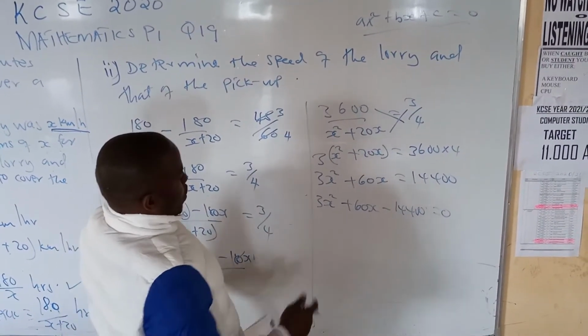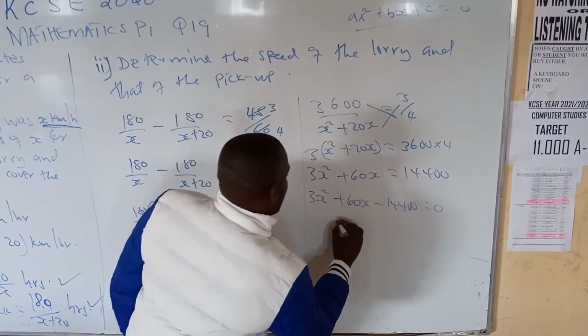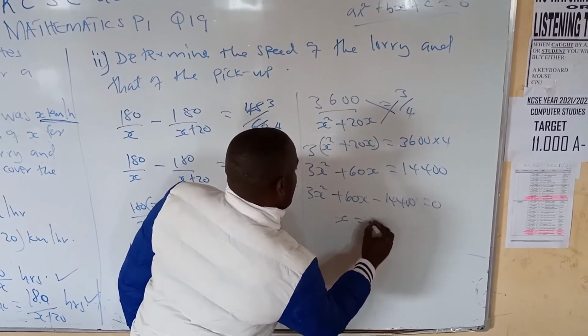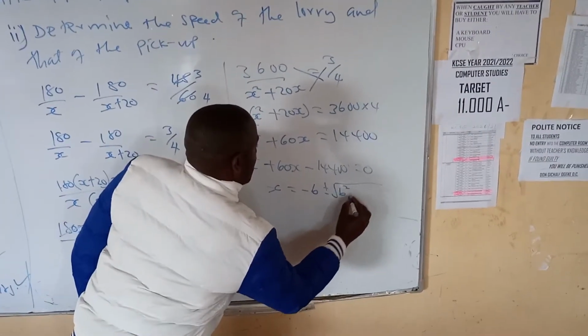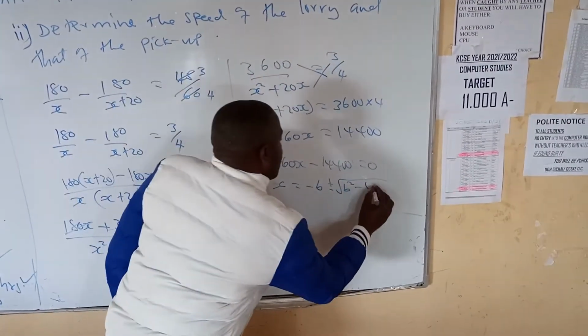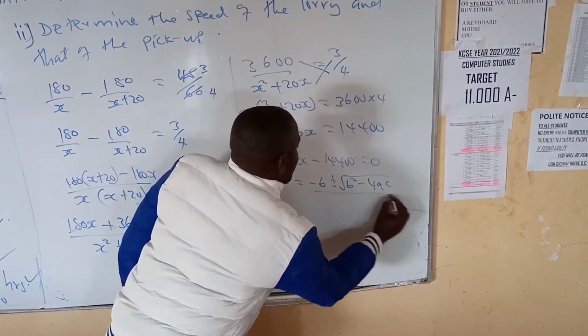And therefore, we can use any method. I can use the formula method. The formula is x equals minus b plus or minus the square root of b squared minus 4ac, all over 2a.